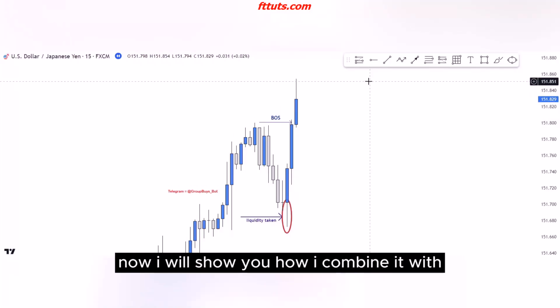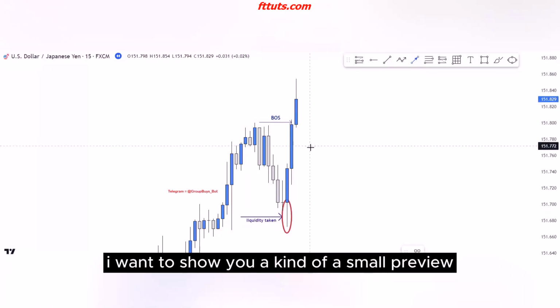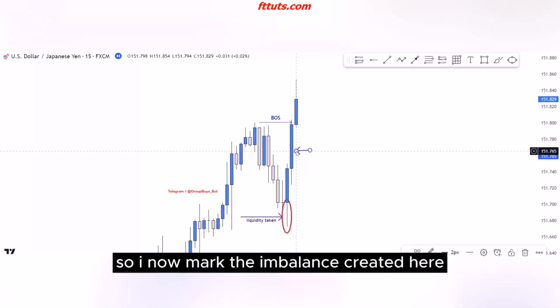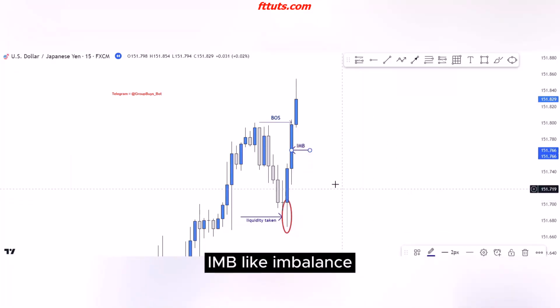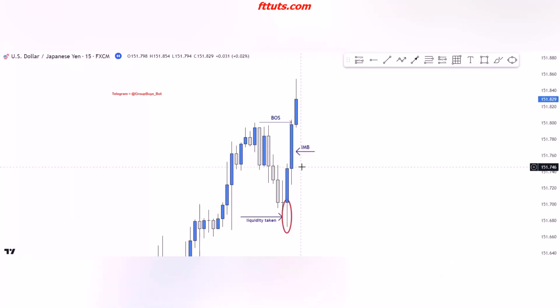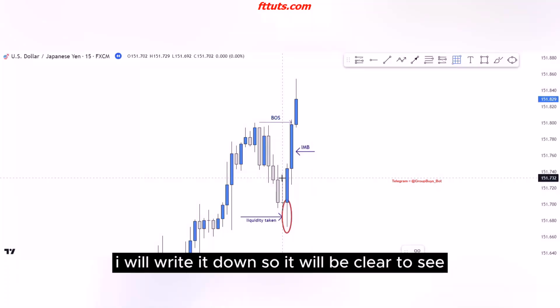Now I will show you how I combine it with all the other rules. I want to show you a kind of small preview for the next chapters. So I now mark the imbalance created here. I write it like this, IMB, like imbalance. And that shows us where our demand will be. We will mark it. I will write it down so it will be clear to see.